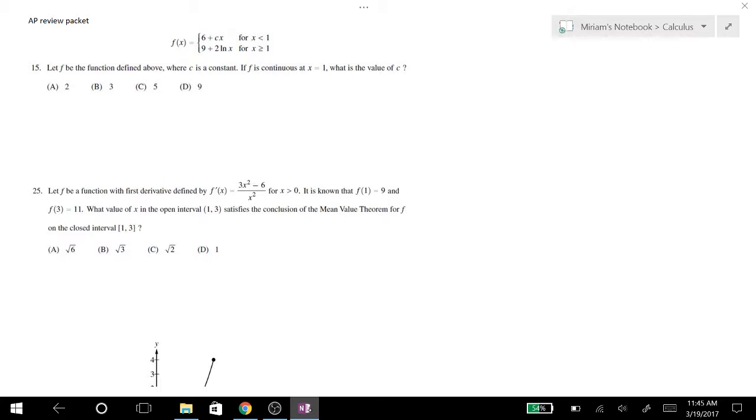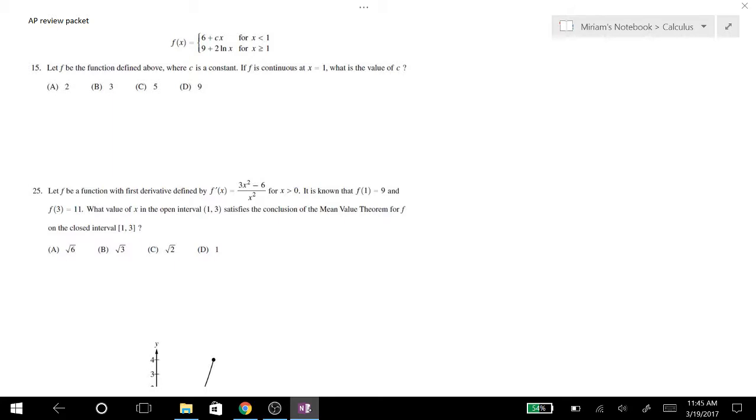So this says the function is defined above, where c is a constant. That just means c is a number. If f is continuous at x equals 1, what is the value of c? Meaning, this is one of the situations where we have to force the function to be continuous.